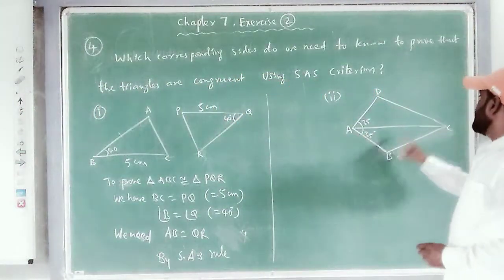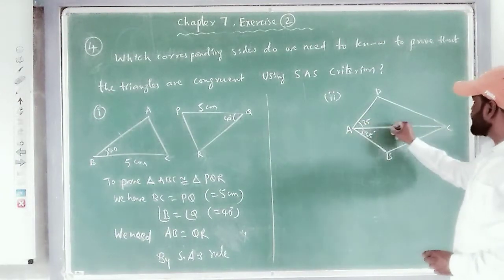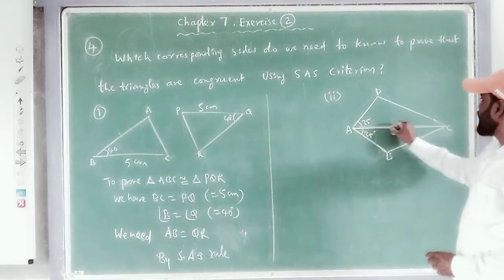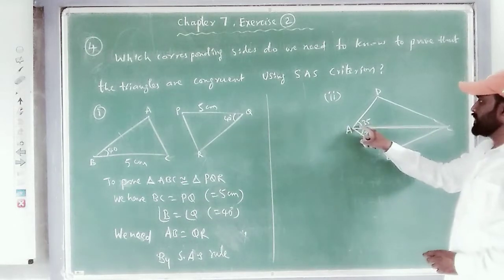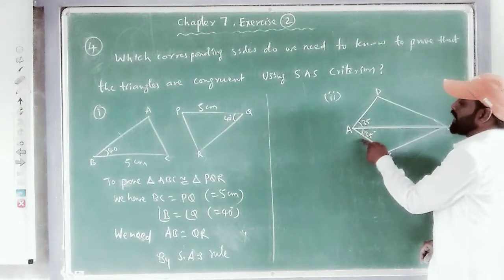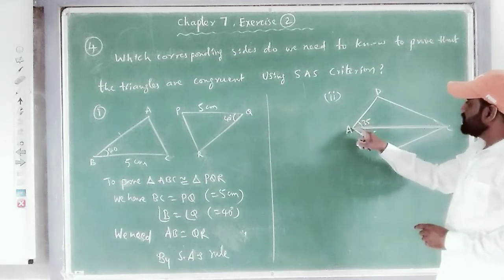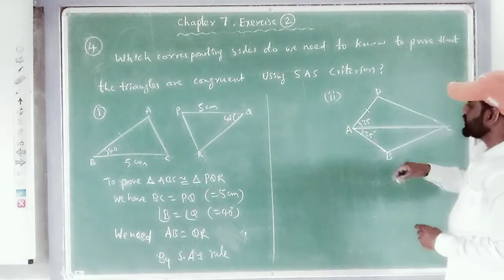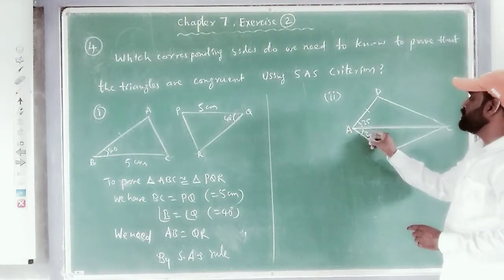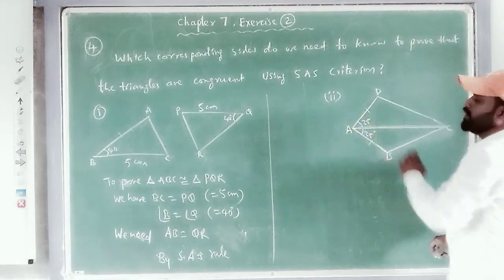Here triangle ABC and triangle ADC. Here angle 35 degrees, here angle 35 degrees. So that means angle and side both are equal in the two triangles. But this angle 35 is made by this side and another side is this. Angle 35 is made by this side and this. That means this and this should be equal. AB should be equal to AD.